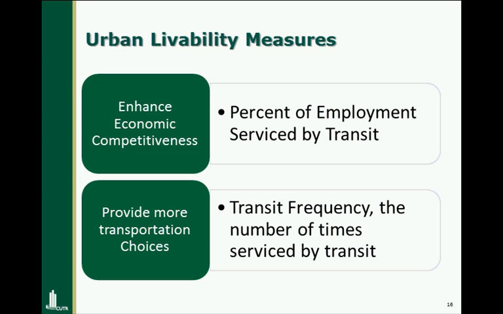And we only were able to do 5 livability principles on the urban side because of the challenge of identifying federal investments. We were not able to capture that information, and whether the transit is near a federal investment was not something we were able to capture. So we only focused on 5 of them. And again, to enhance economic competitiveness, we looked at the percent of total employment serviced by transit.